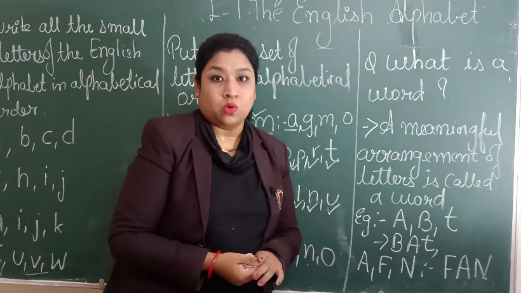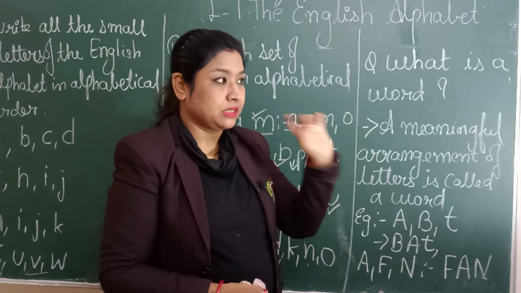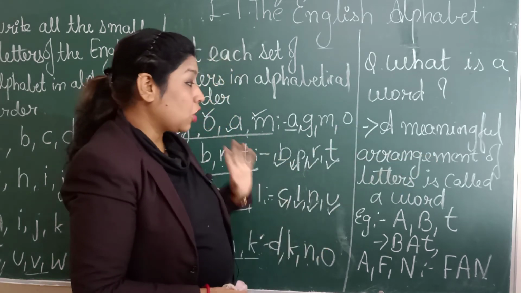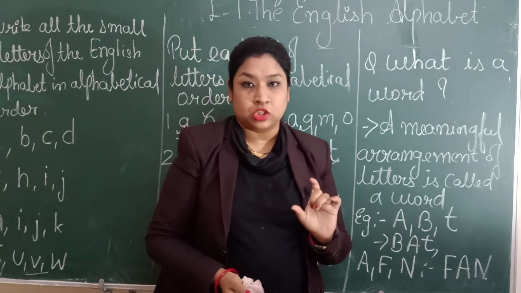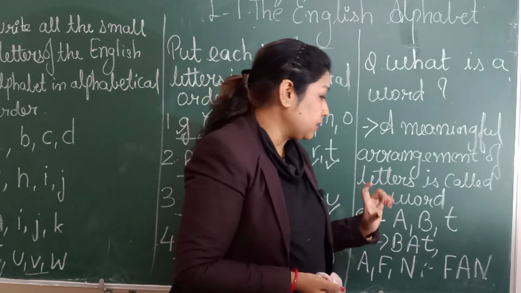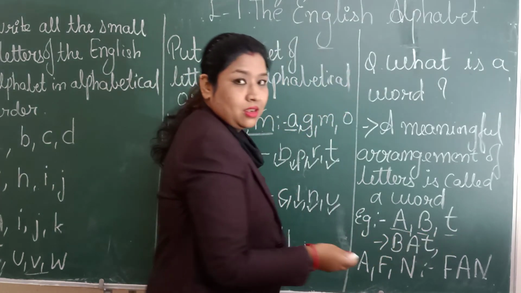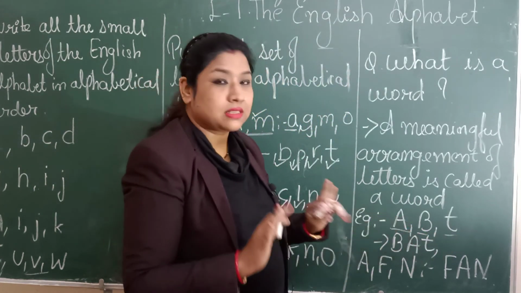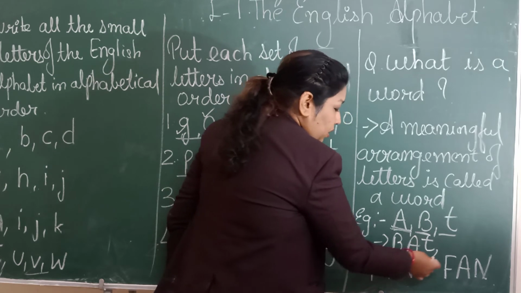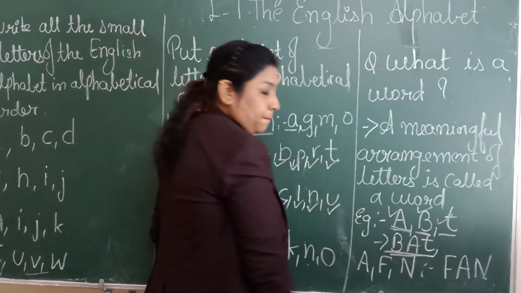Okay? Now, we will learn what is a word. We are saying now, this thing is word. This is called a word. But what is a word? A word is a meaningful arrangement of letters. Okay, a meaningful arrangement is done of letters and that is called a word. For example, if the letters are A, B, T. Is there any meaning? No. No meaning is there. It's just letters. But if we want to convert these letters into a word, we can write B, A, T, bat.